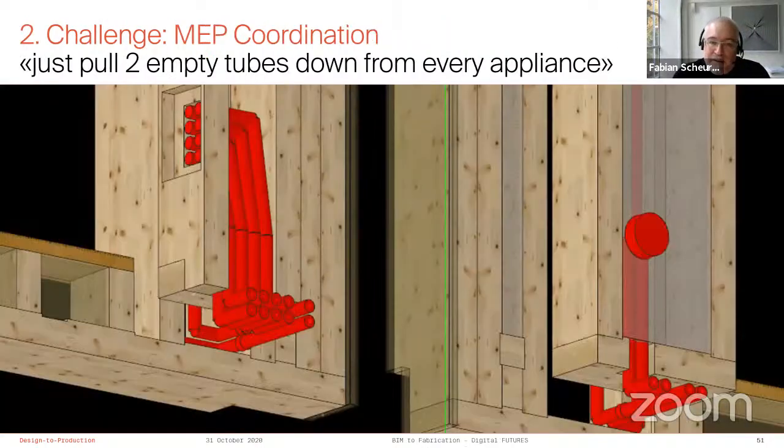There was quite a complexity in the MEP coordination there also. In the beginning, it was sort of agreed that electrical pipes don't have to be planned there because you just pull 2 empty tubes down from every appliance. In the end, it turned out that no one really had thought about in the planning process about how tight that space actually was. And so we ended up modeling all the empty pipes in all the walls there to make sure that all the appliances actually had a connection to the lower end of the element.